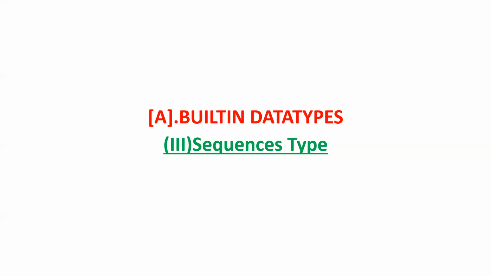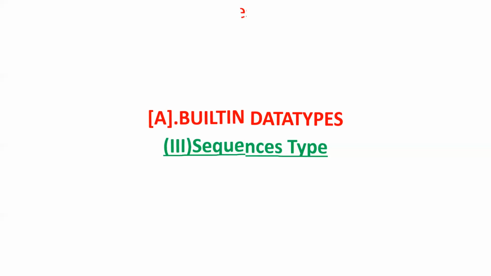STR, bytes, bytearray, and list, tuple, and what is the last one? Range. Right. Got my point? Remember, you must remember this. STR stands for string. STR data type, bytes data type, bytearray data type, list data type, next one tuple data type, and the last one in this category, that is which one? Range.